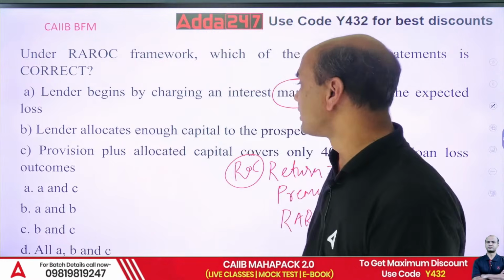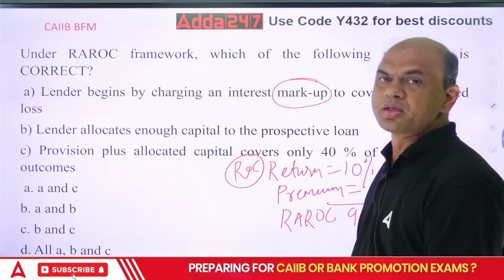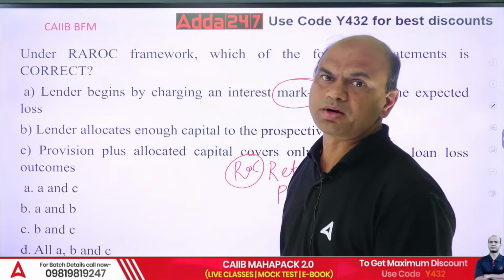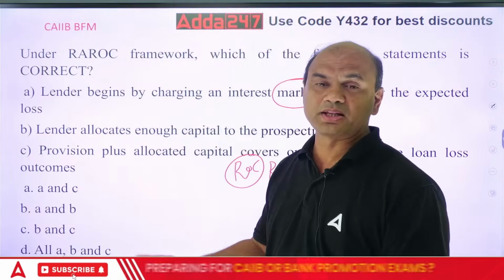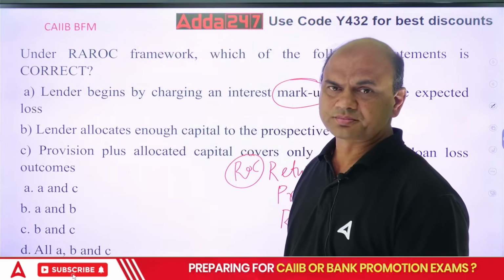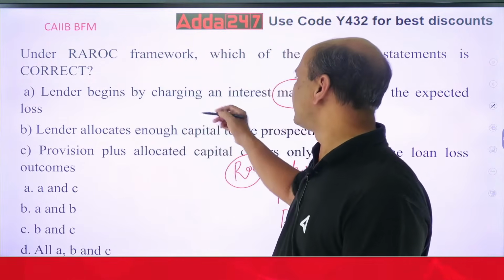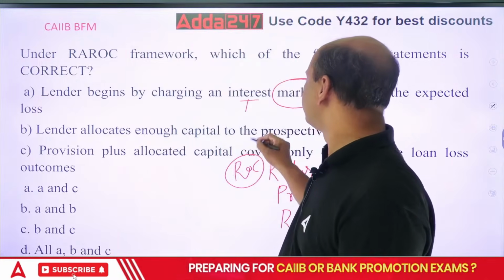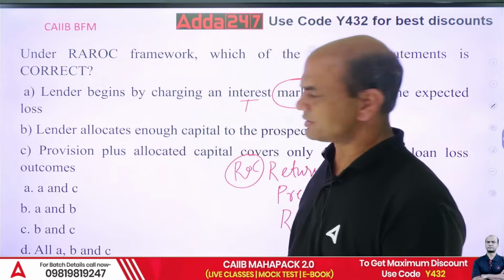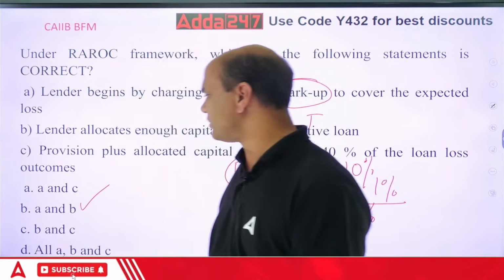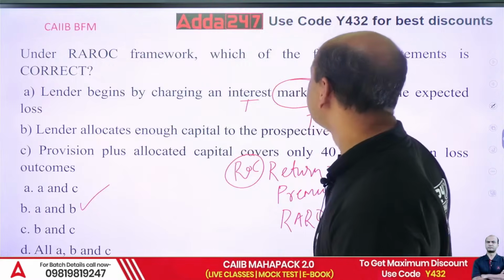Provision plus allocated capital covers only 40% of the loan loss outcomes. So whatever provision I make will provide only for 40% of the loan loss. Is it so? What about the remaining 60%? Who will bear the loss? So which one is correct? I think A is correct, true. B is correct, true. What about C? C is not correct. So the answer is A and B. A and B are correct, but C is not correct. Got it? Clear?